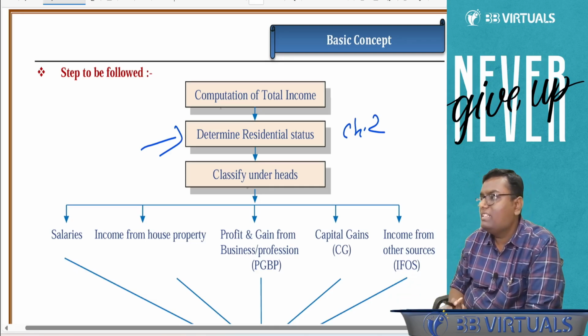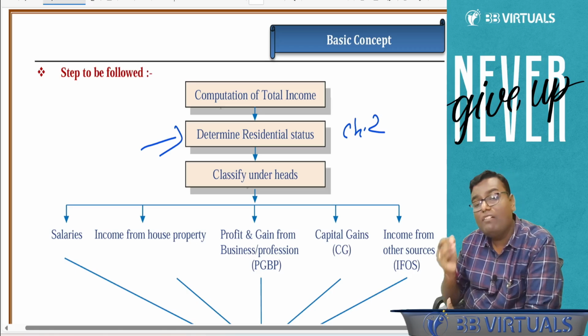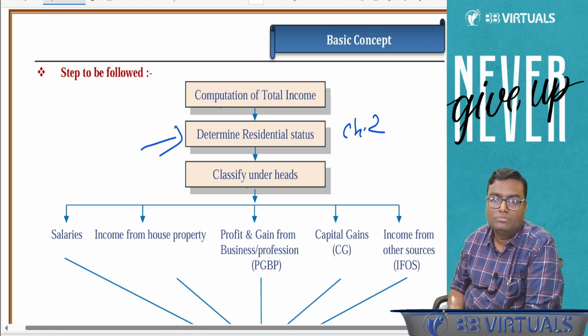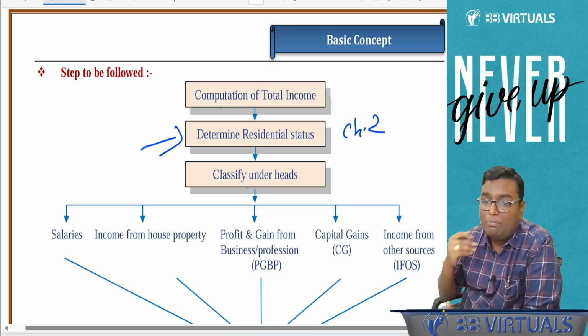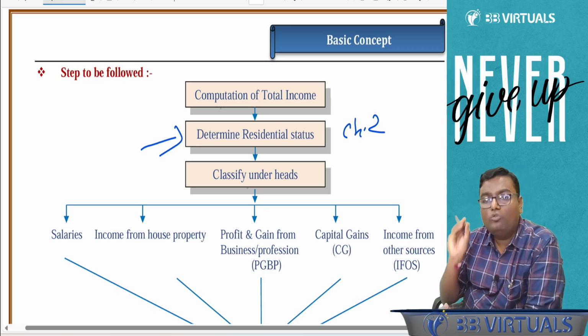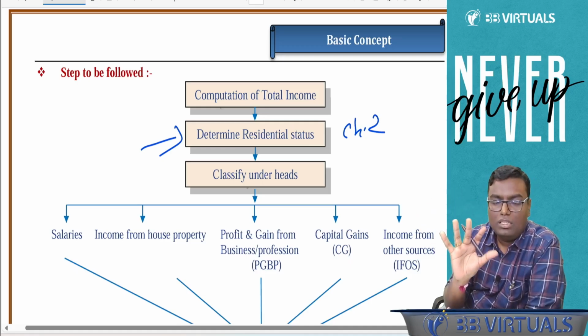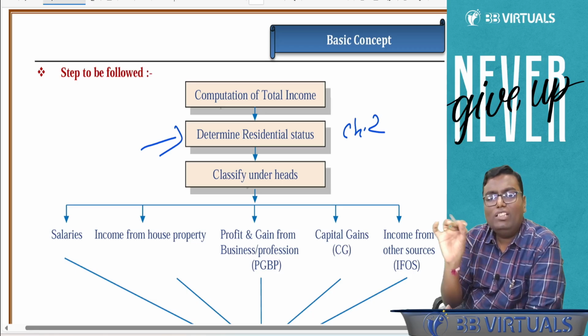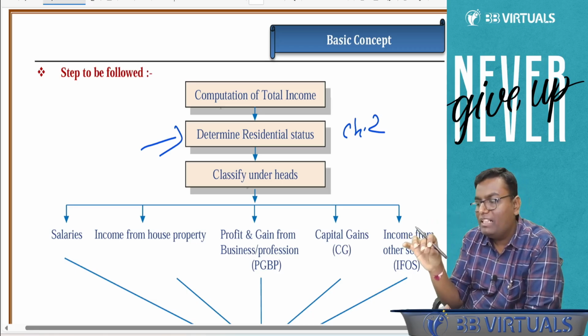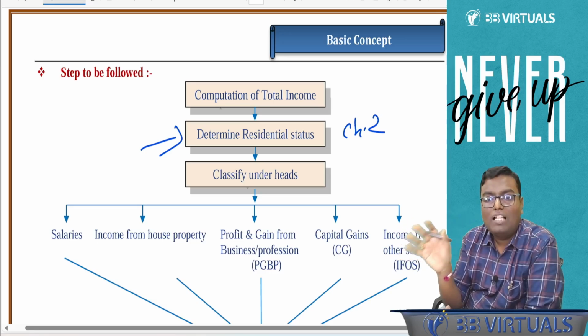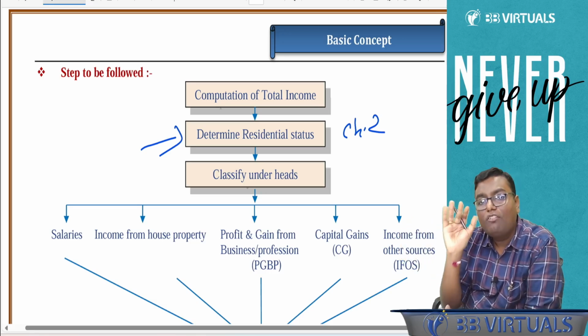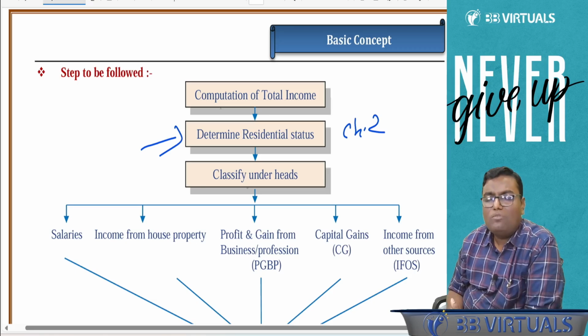Acha, once we determine our residential status, then we have to calculate our income. And our income, as per the Income Tax Act, is bifurcated into 5 heads of income. So there are 5 groups. Your income can be under any of the groups. This group is popularly known as heads of income. How many heads of income do we have? 5.